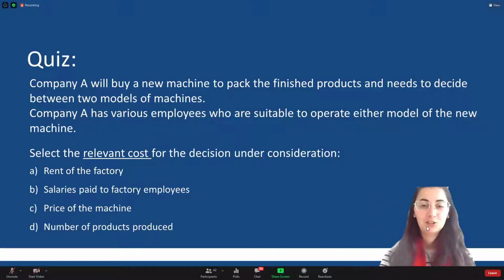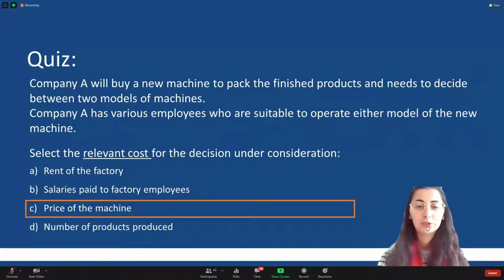I will finish the poll. I will show how much. Let me share the results. So 93% answered option C. We did have 37% choosing option D.